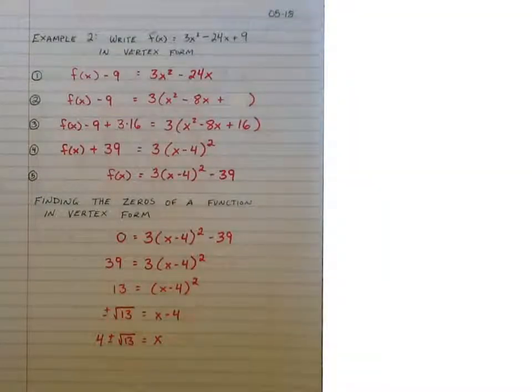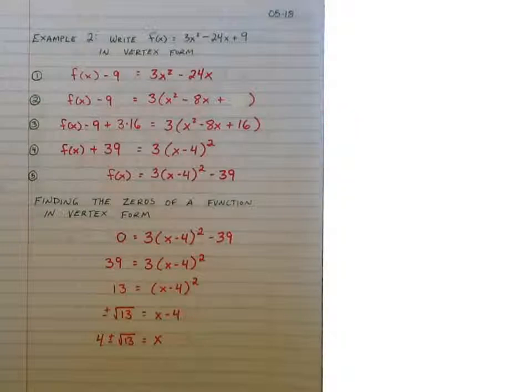On page 5-18, I've presented a second example. Write f of x equals 3x squared minus 24x plus 9 in vertex form. So you can follow the steps. Step 1 was gather variable terms to one side and place constants on the other side. Step 2, factor the x squared coefficient down to 1. So the 3x squared became 3 times 1. Step 3 is complete the square.